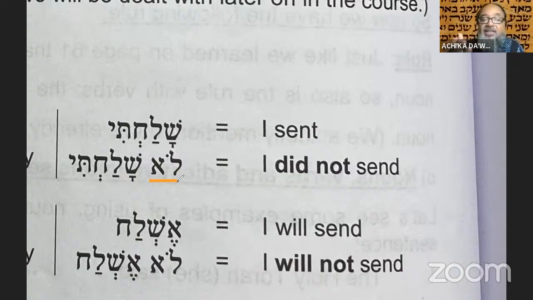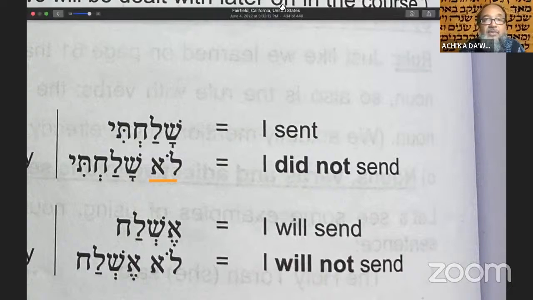So shalakti, and this is lo shalakti. I did not sin. So you see how you could go from a past to reversing it by simply adding one word, lo. Shalakti means I sinned. Lo shalakti, I did not sin. That's simple. Okay. Underneath there's another example.